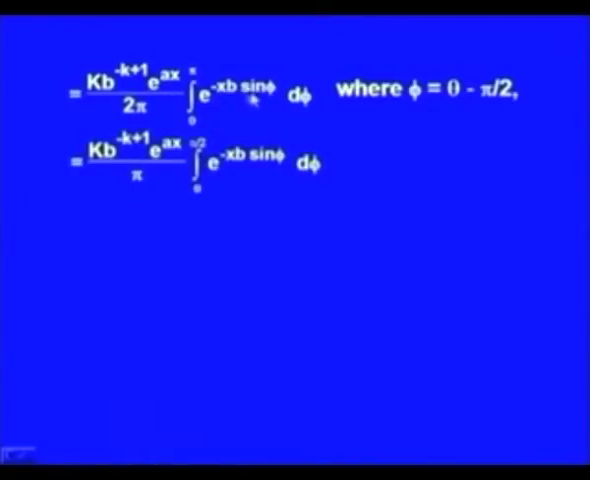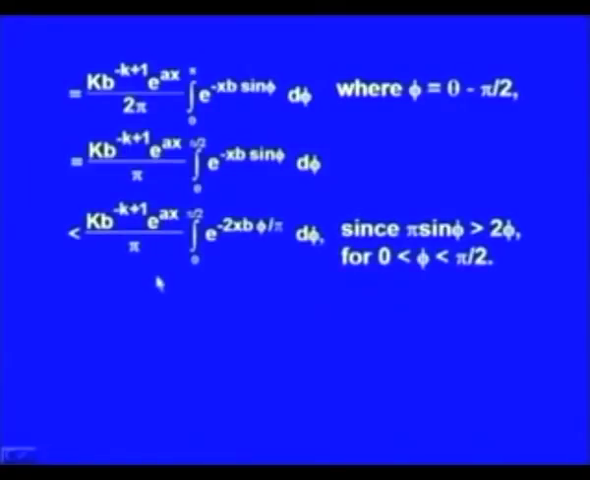And here now we make use of a property of the definite integral, because sin of pi minus phi is sin phi. So, we can write it as 2 times the integral 0 to pi by 2 of e to the power minus b x sin phi d phi. And now, let us make use of an inequality which is well known. We know that when 0 is less than phi less than pi by 2, sin phi over phi is greater than 2 over pi, and so let us make use of that here. Then this will be further less than k times b to the power minus k plus 1 into e to the power a x over pi, integral over 0 to pi by 2 of e to the power minus 2 b x phi over pi d phi.